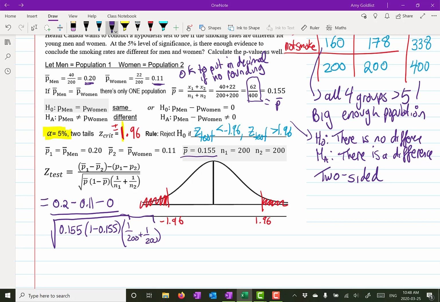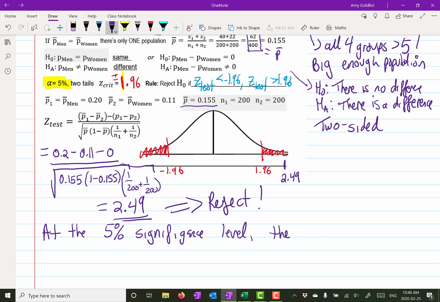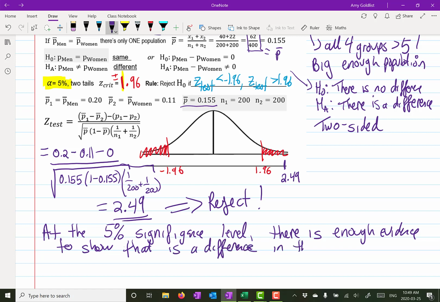Okay, what do we get from this? Trust me that I've run this through a computer and it's 2.49 rounded. So we draw that in. And what is our conclusion? We're going to reject H naught. I'm going to scroll up, and we say at the 5% significance level, there is enough evidence to show that there is a difference in the rates at which young men and women smoke.